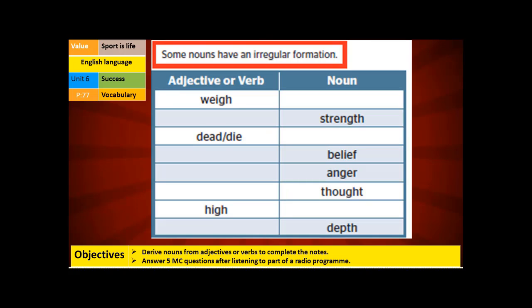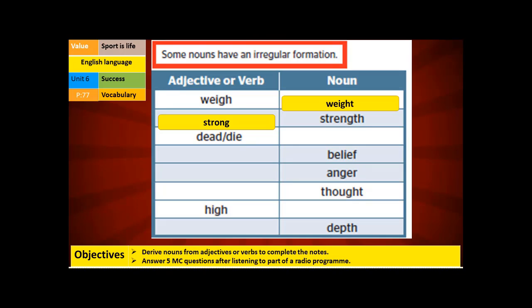Some nouns have an irregular formation, like weigh and weight. We have strength, which is a noun which derives from strong.